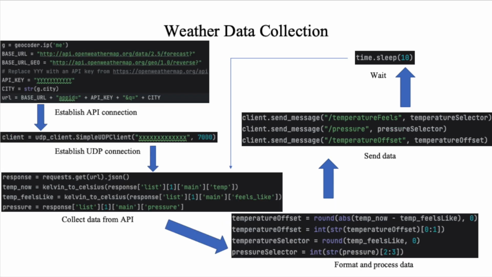Similarly, the weather data collection also occurs in Python. First, the program connects to the Open Weather API, from which the data is fetched. After this, a UDP connection is established. The program then collects weather data from the API. Subsequently, data is formatted, processed, and supplied with tags to be able to map it correctly to sound processing. Finally, the data is sent off to the sound engine, and data collection process repeats in 10 seconds.